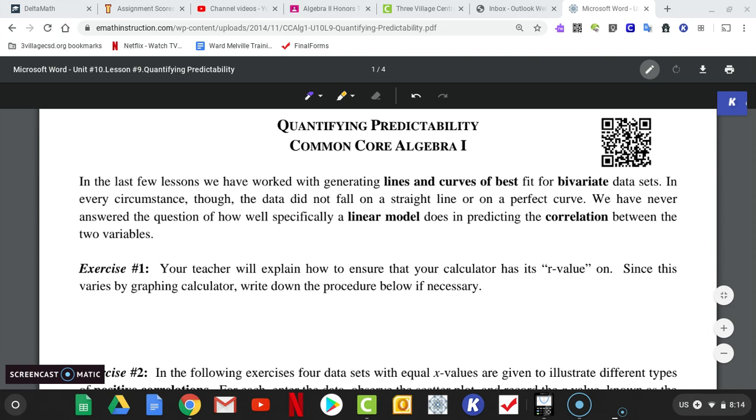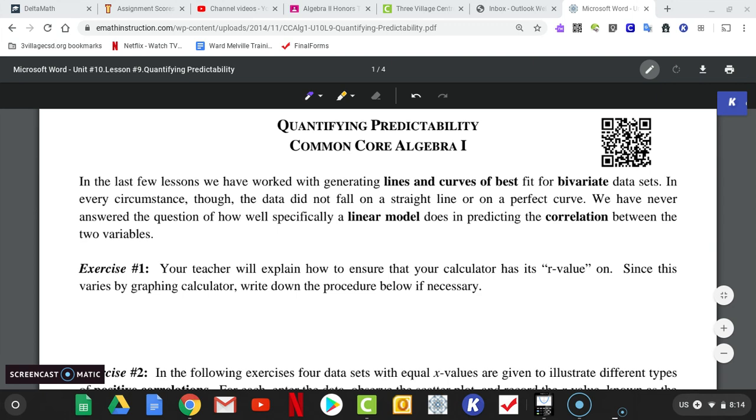In the last few lessons, we have worked with generating lines and curves of best fit for bivariate data sets. In every circumstance, though, the data did not fall on a straight line or on a perfect curve. We have never answered the question of how well, specifically, a linear model does in predicting the correlation between the two variables. All right. Your teacher will explain how to ensure that your calculator has its R value on. Since this varies by graphing calculator, write down the procedure below if necessary.